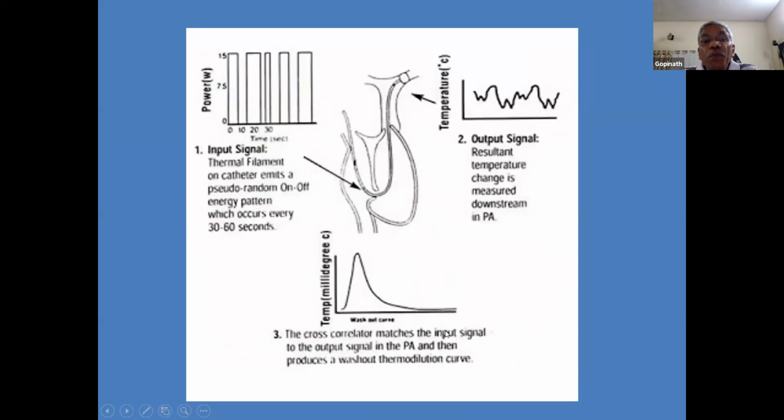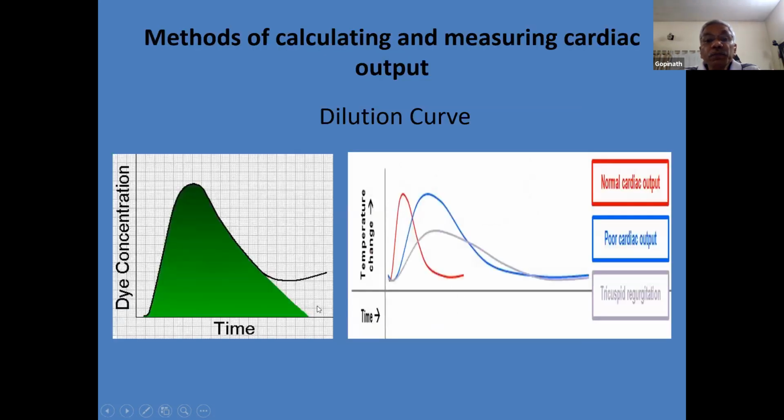The way it works with the continuous cardiac output monitor is that there is a filament which gives an input signal. It uses a pseudo-random on-off energy pattern, occurring every 30 to 60 seconds. So every 30 to 60 seconds, it gives a pulse of energy, producing some temperature change, which is picked up at the tip of the catheter. This is measured, and a cross correlator matches the input and output signals and produces a thermodilution washout or decay curve.